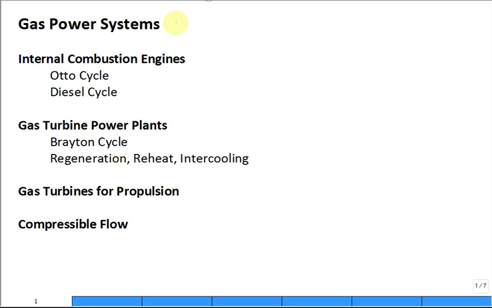We've covered the Otto and diesel cycle. We've had the introduction to the Brayton cycle. And now we look to enhancements, common enhancements to the Brayton cycle: regeneration, and then we'll deal with reheat and intercooling all together. But first we'll deal with regeneration.